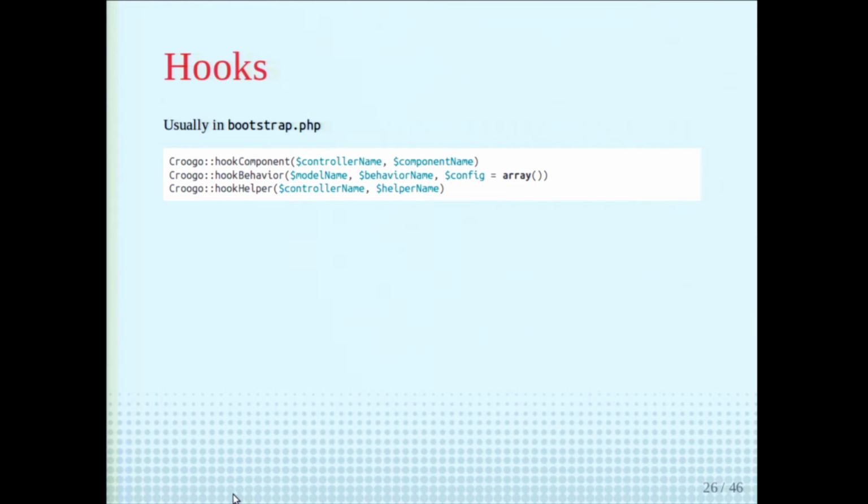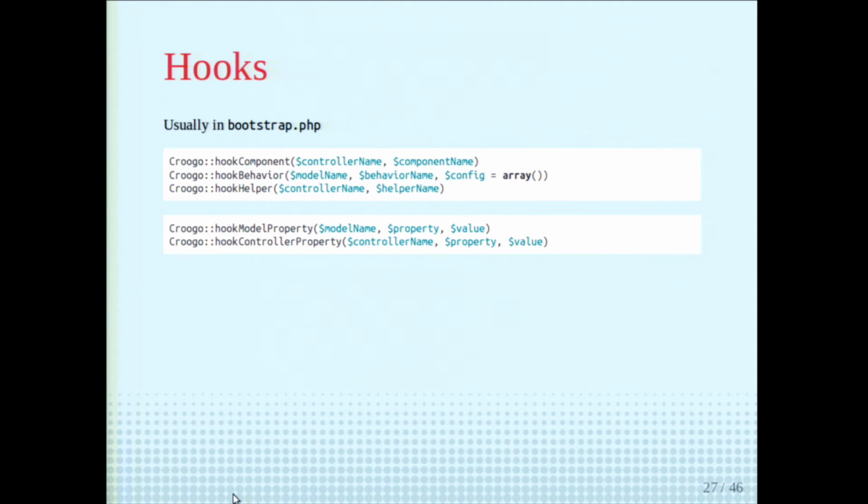So, for instance, with a component, you can basically change almost everything that is sent to the views. You can change model properties or controller properties also. This is very, very useful if, for instance, there is the user plugin in Croogo and you want to add a profile relationship to that. Hooks are totally made for that.